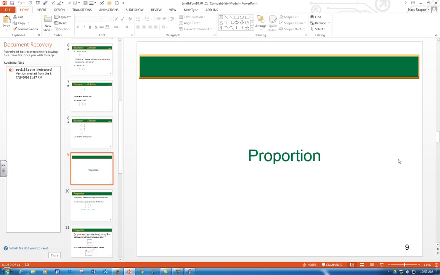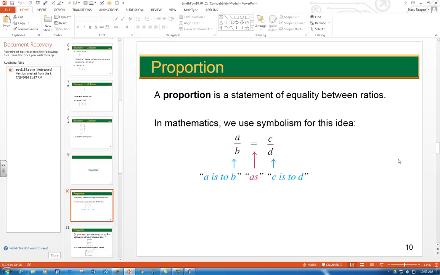The other concept we have in this section is proportion. This starts on page 177. Now, a proportion is a little different. It says a proportion is a statement of equality between ratios. Now, the important part here is where it says between ratios. This means that a proportion will have 2 ratios.